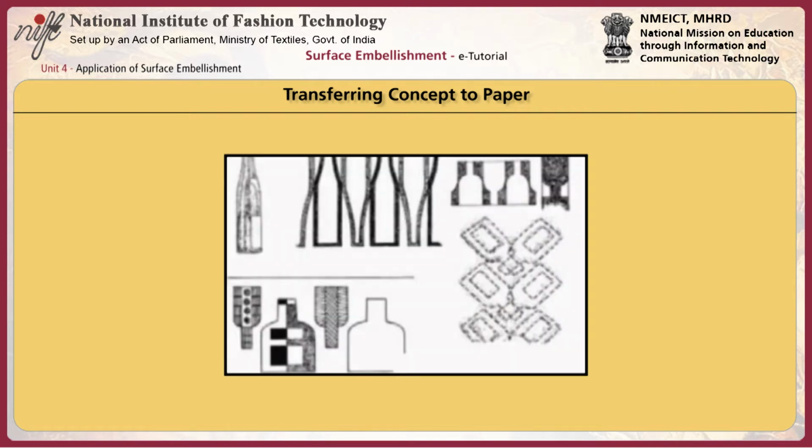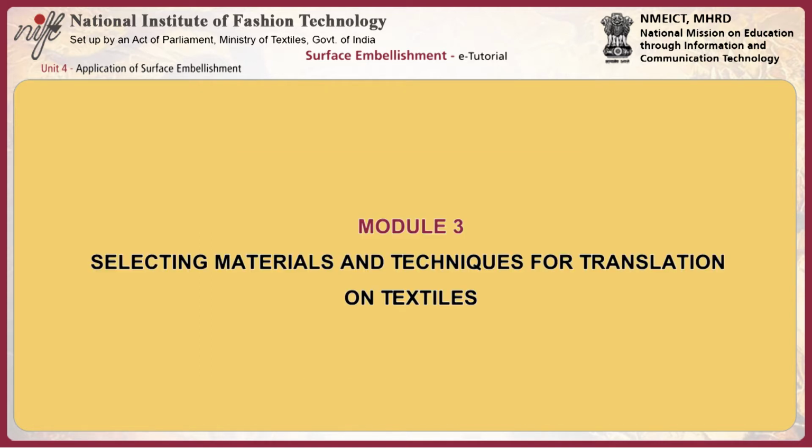Rendering is to be done using appropriate mediums and materials to show the overall appearance of the work. The rendering has to effectively show the aesthetic appeal of the embellishment on the final look of the work. So the medium has to be chosen wisely. The third module lists materials that are required and the techniques that can be selected for translation on textiles.